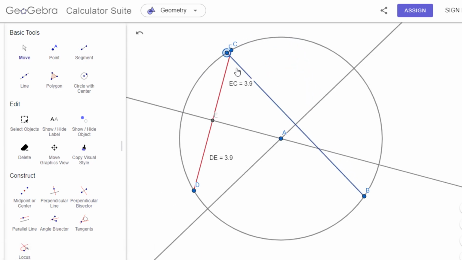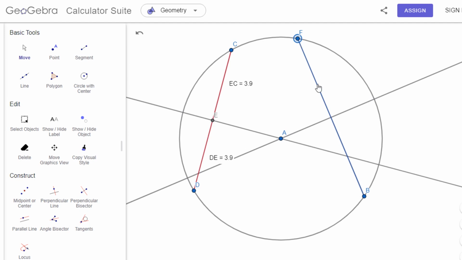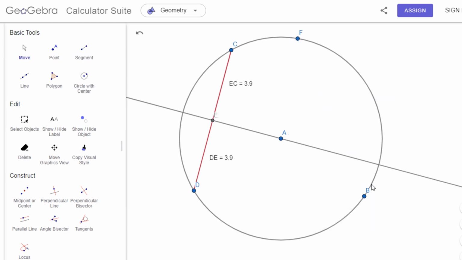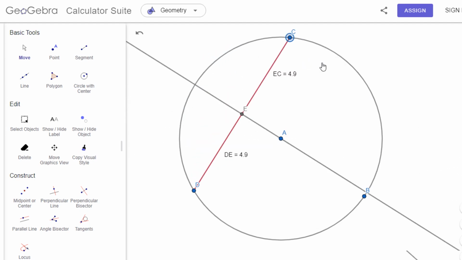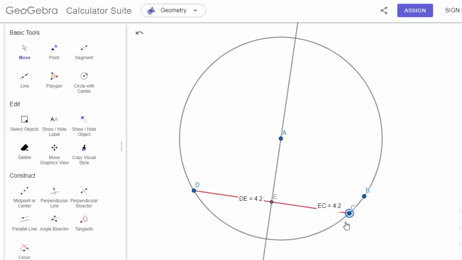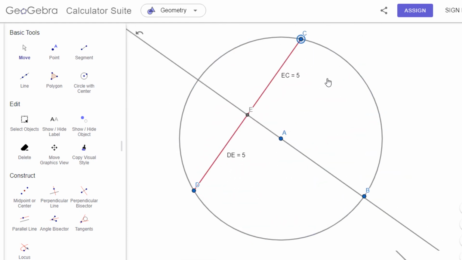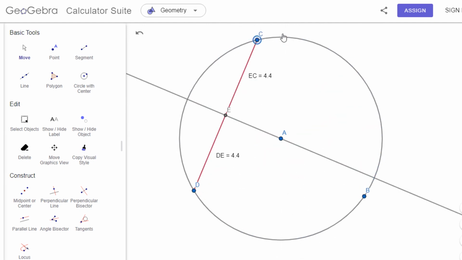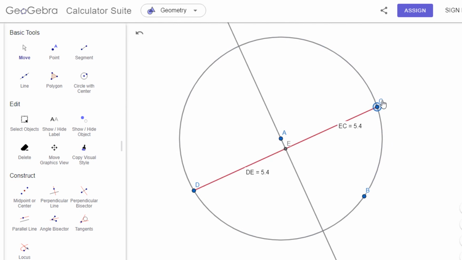As you can see, no matter how many times I move it, the line that can bisect this red chord is the diameter. That's the only line that passes through the center of the circle. So there you have it.